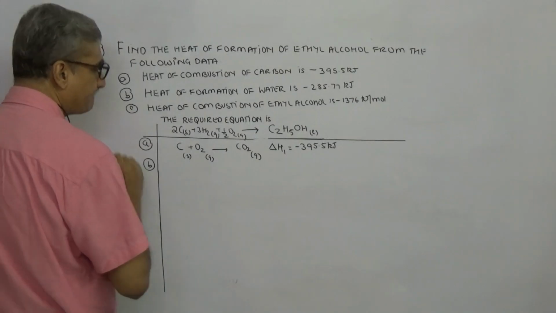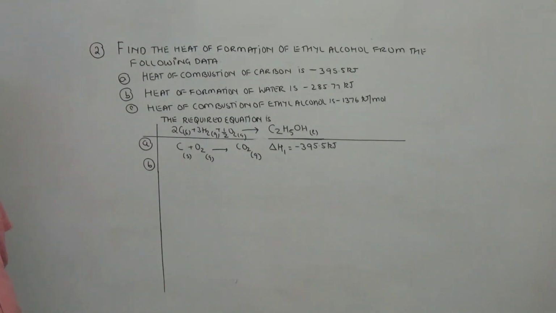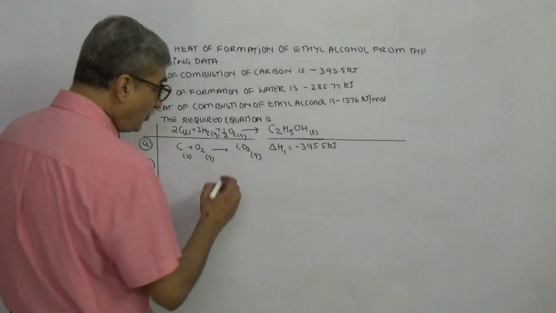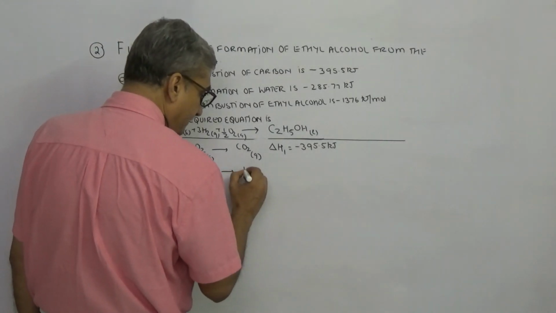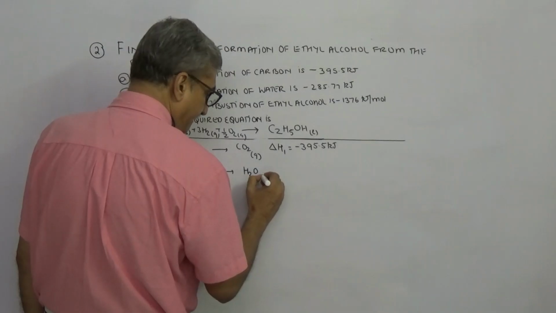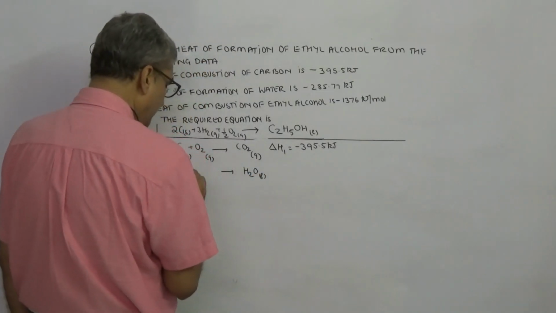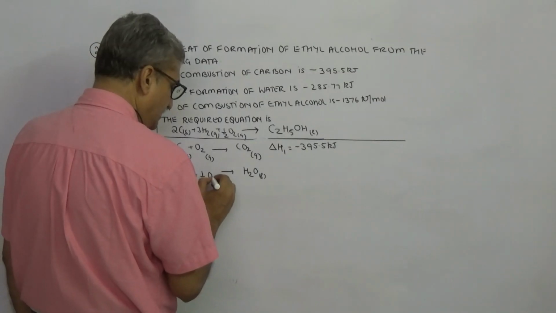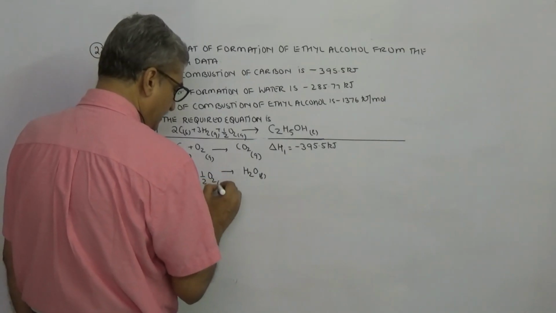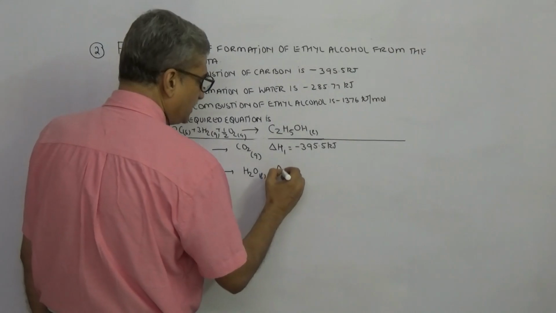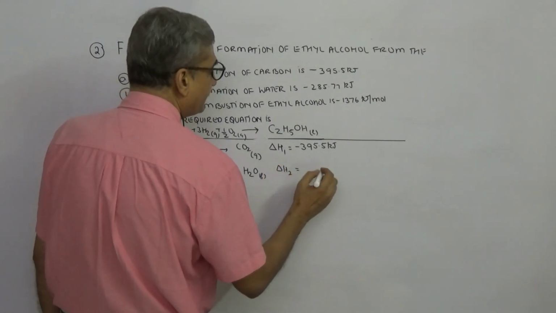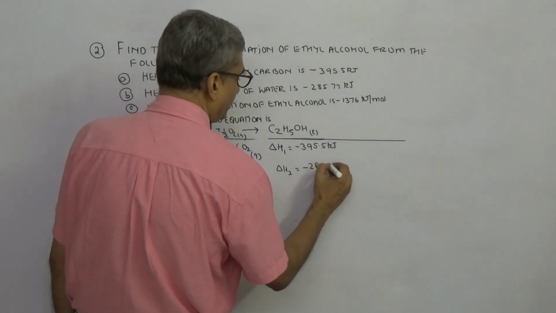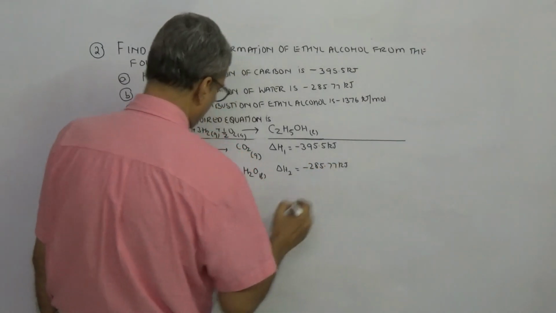B, heat of formation of water. So what is heat of formation? 1 mole of water, I am using the definition every time. 1 mole of water is formed from the elements, so H2 plus half O2. So H2 gas, half O2 gas. So this delta H2 they have given us equal to how much? It's minus 285.77 kilojoule.